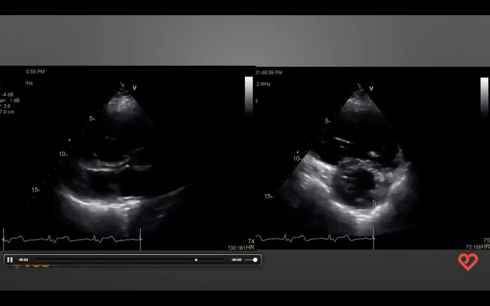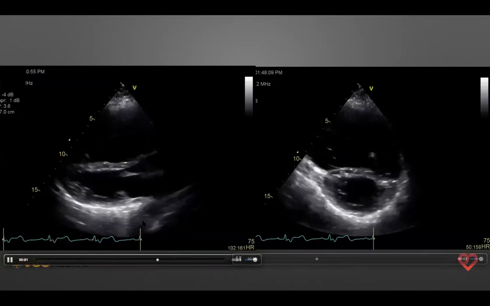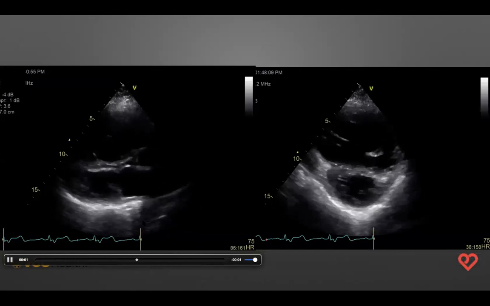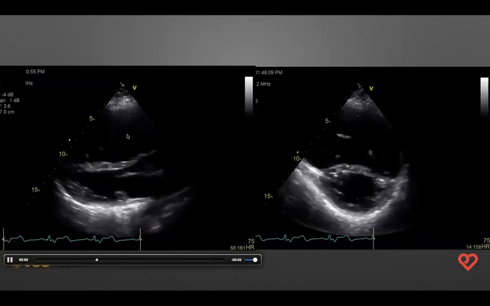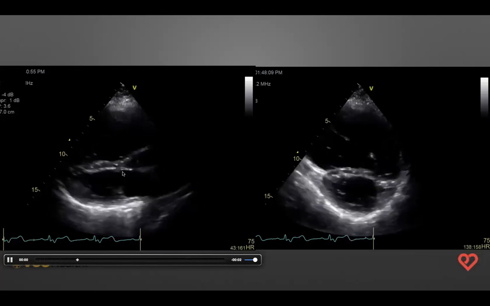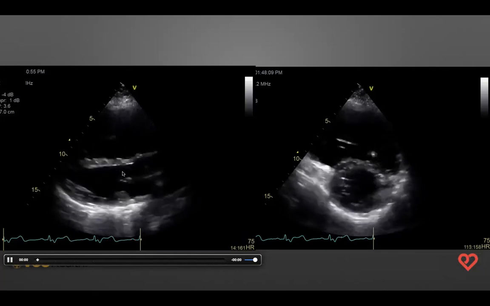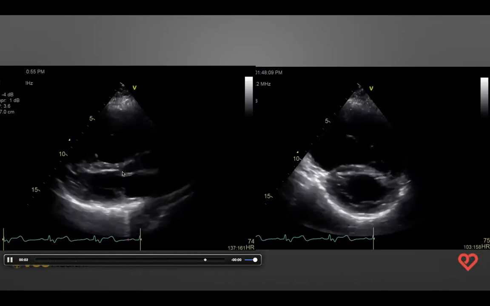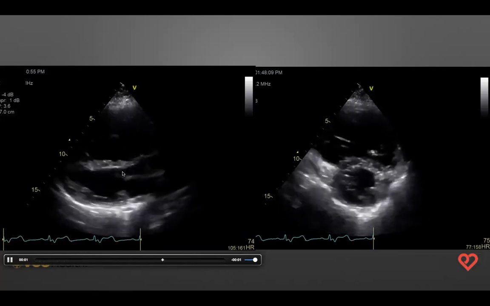On echocardiography on both of these parasternal images, you notice that the LV is normal in size to small. The RV is severely dilated, and you get this abnormal septal motion on both images, which is D-shaped in diastole, suggesting RV volume overload.